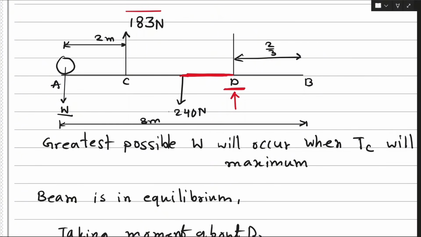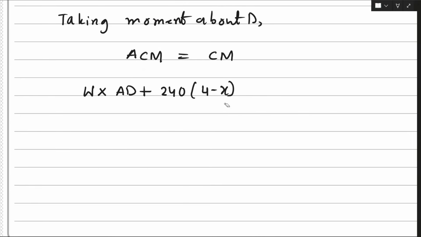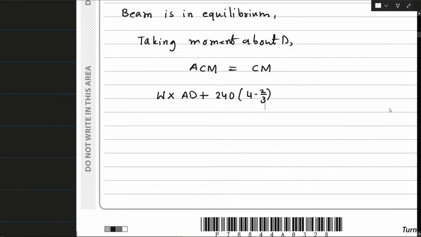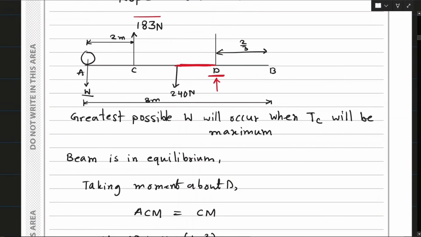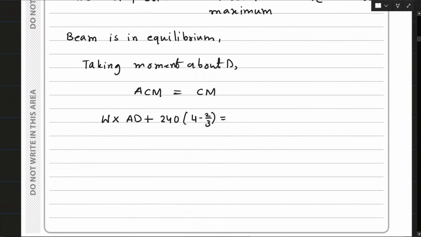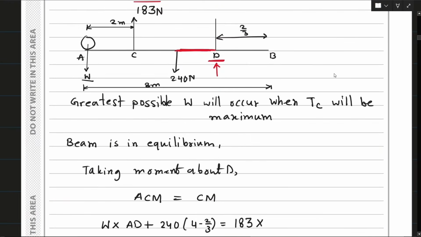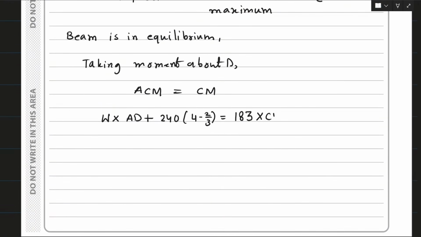We know that the weight is in the center. The weight is 4 meters from our point B. So we can just write the distance as 4 minus 2 by 3. And this is our anti-clockwise moment. Let us now consider the clockwise moments. The clockwise moment is due to the tension at point C, which is 183, and the distance of C to D is 6 minus X, which we will show in the next step.